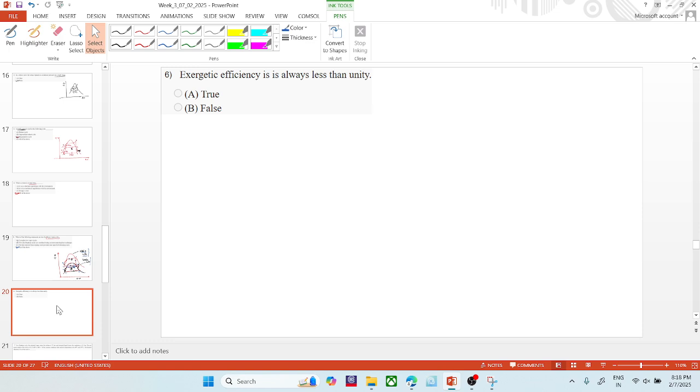And moving to problem number 6. Here what they have said: the exergetic efficiency is always less than unity. This thing we have seen in the lecture, exergetic efficiency is always less than unity. So this option is correct.